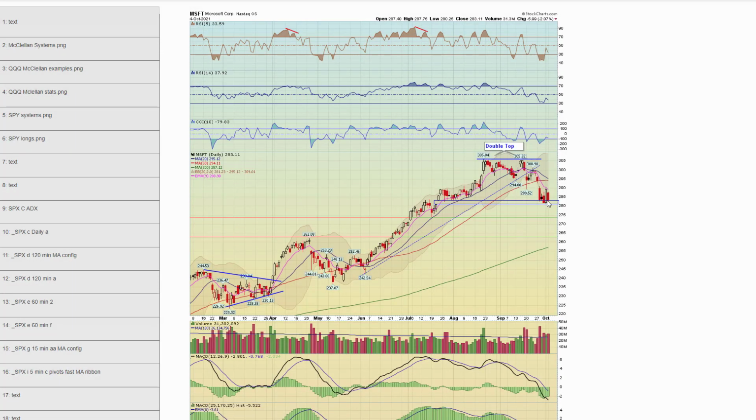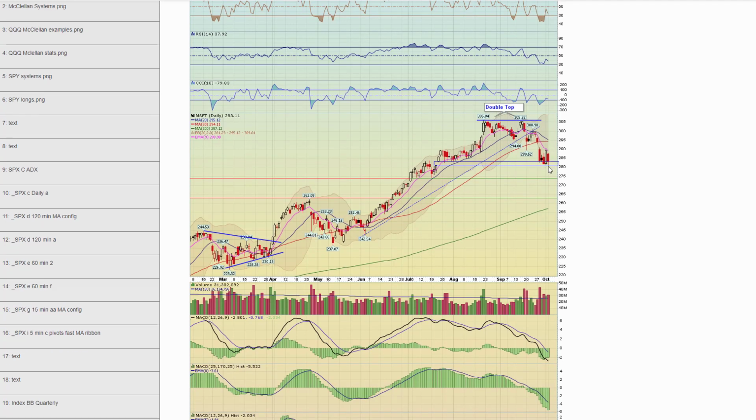Chart number 28, Microsoft. So Microsoft had a perfect double top back here. It's still hanging on to this little support area. But otherwise, you shouldn't lose this area. You got a thin zone here, and then you got another thin zone right here. And at that point, you have the 200-day.